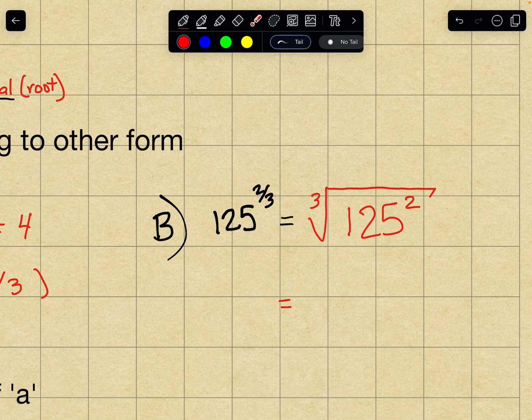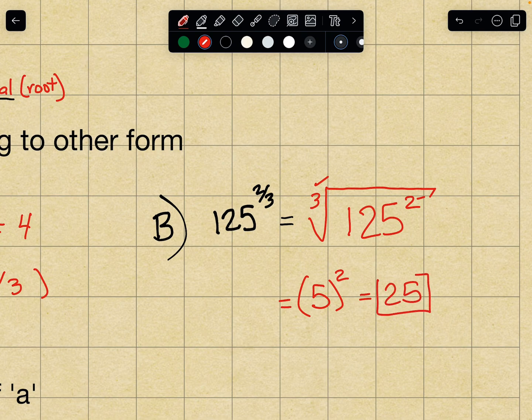So in essence, I'm going to do the 3rd root of 125. Again, that's asking me what number times itself 3 times is 125. And the answer to that question is 5. So I've done the power part. Now I got to do the exponent part. So what is 5 to the 2nd power? So we have a 5 times 5, which is 25. So there's my final answer.